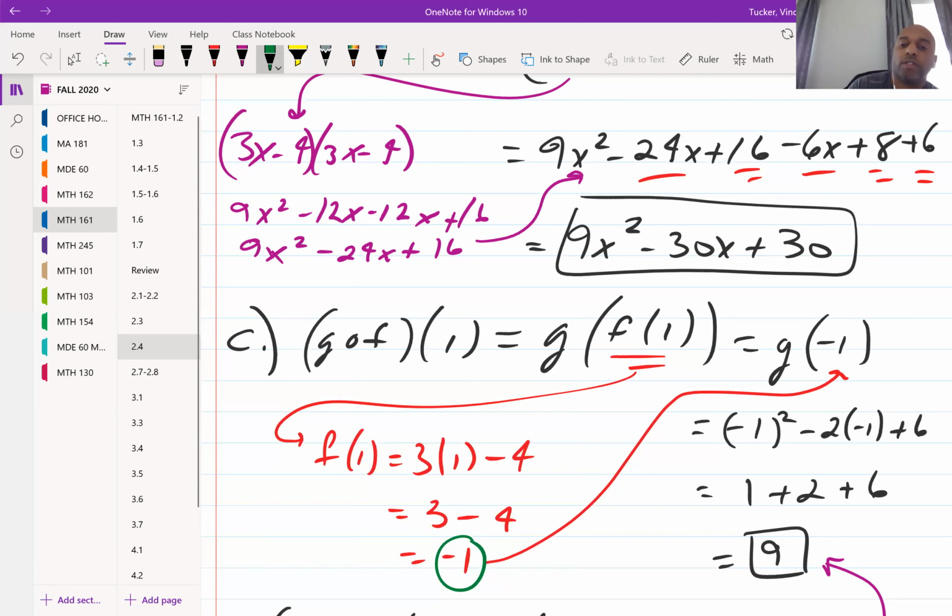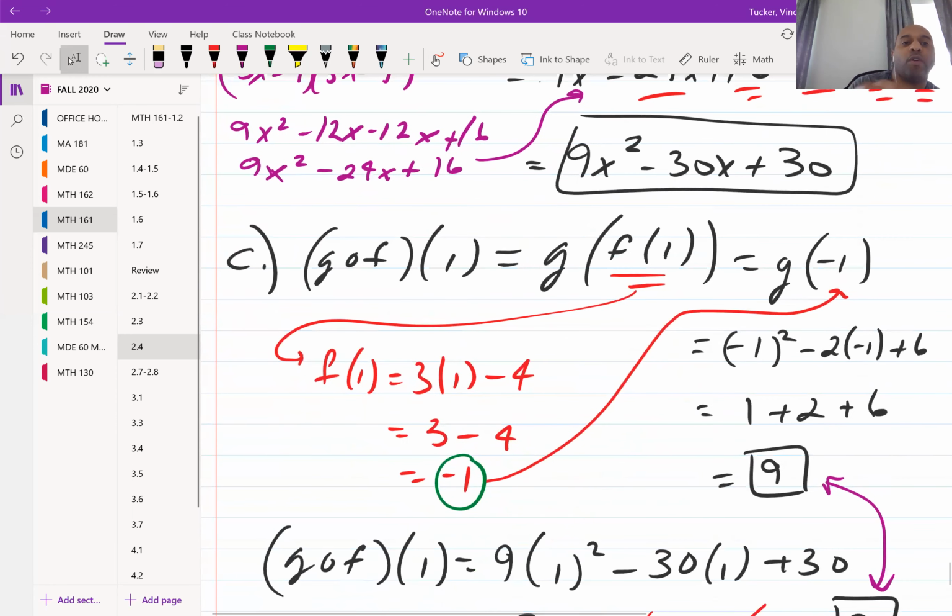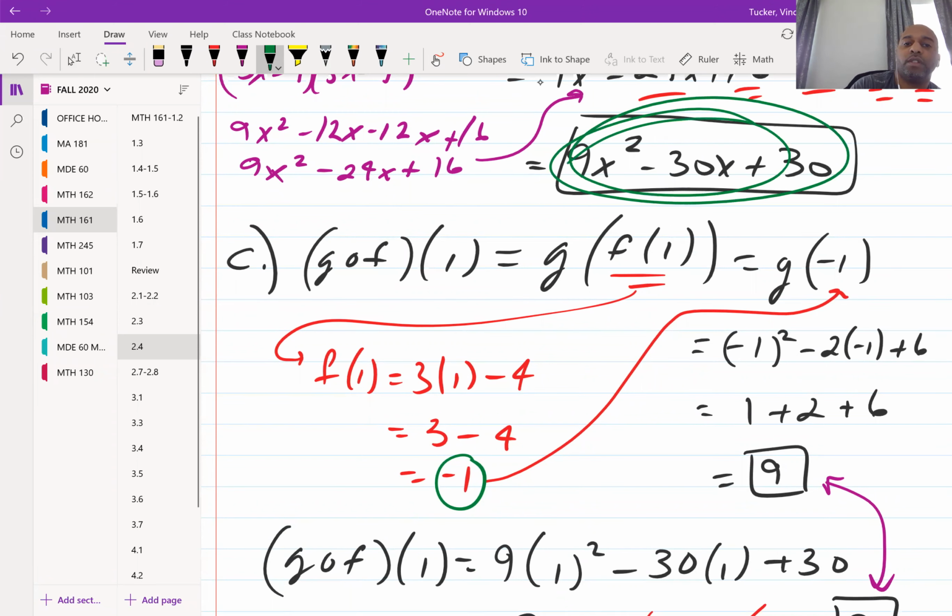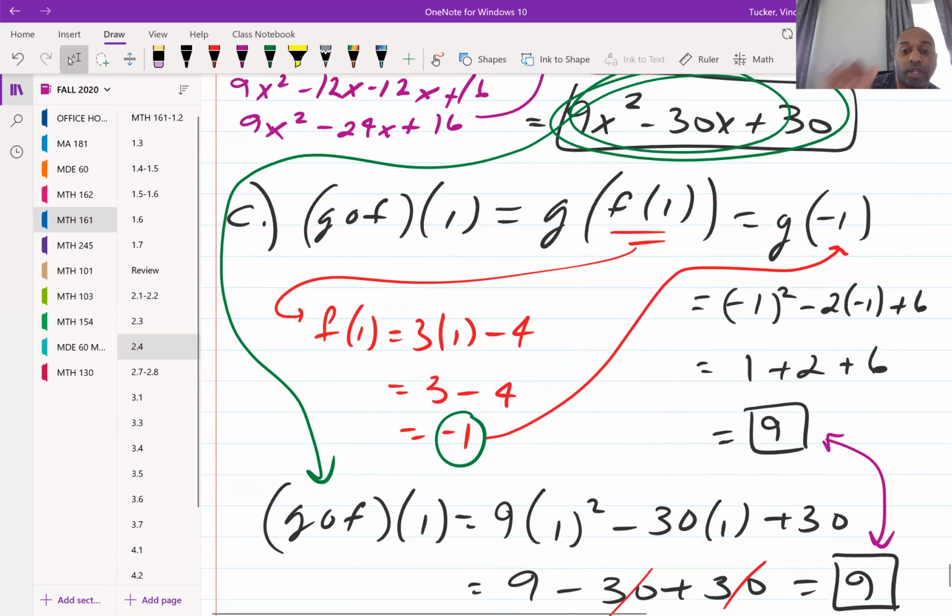All right. So the other way is that we already found that expression, and we can just plug in 1 into that expression. So that's the finished result of g of f of x. Plug 1 into that expression. So that's 9 times 1 squared minus 30 times 1 plus 30. And you see that simplifies to 9. So either way, you'll get 9. It's just up to you which way you want to go about doing it.